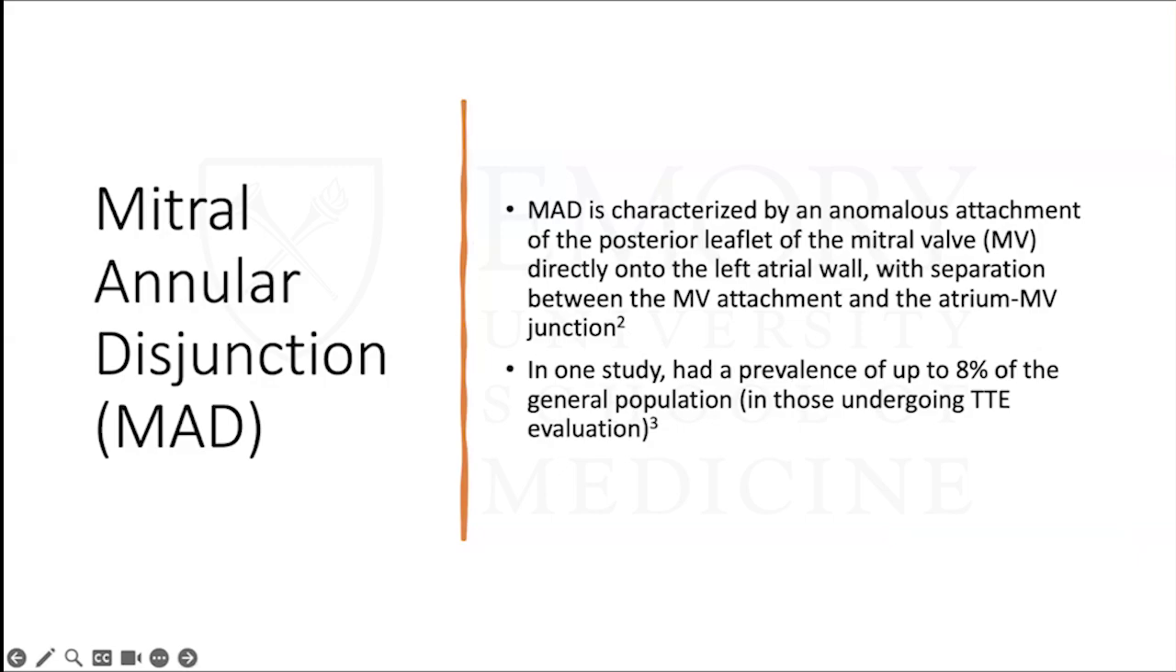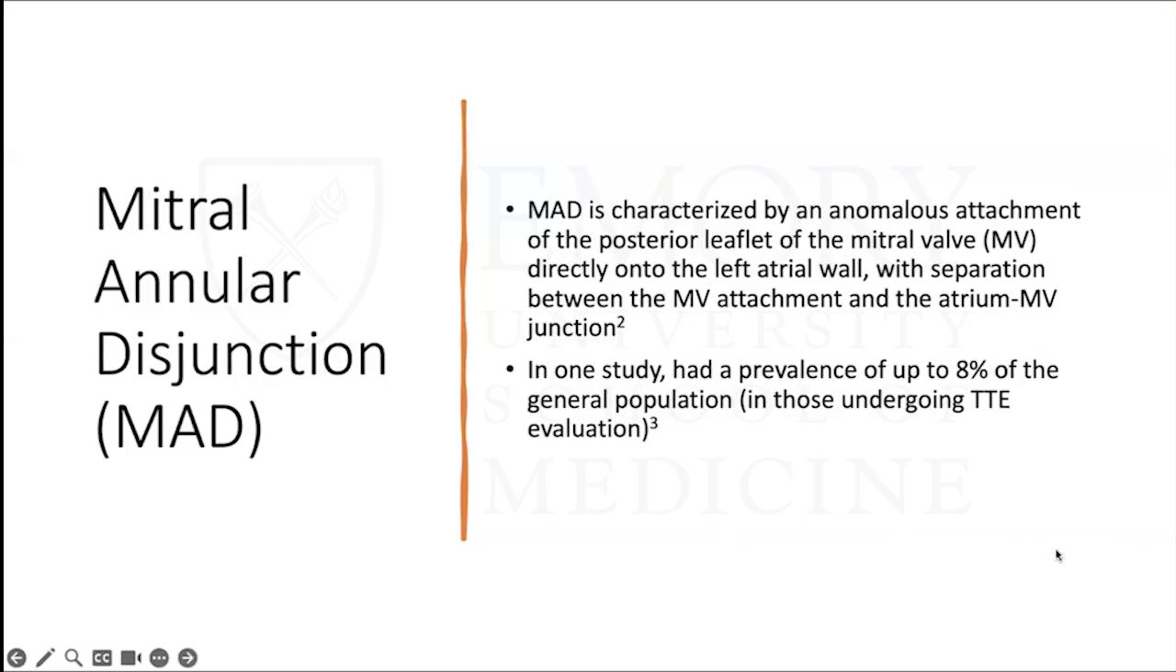So instead of inserting into the mitral annulus at the top level of the LV, we are seeing it insert directly into the left atrial wall, with separation between that mitral valve attachment and the atrium-mitral valve junction. So it's higher up, directly into the atrium, rather than where it's supposed to be.